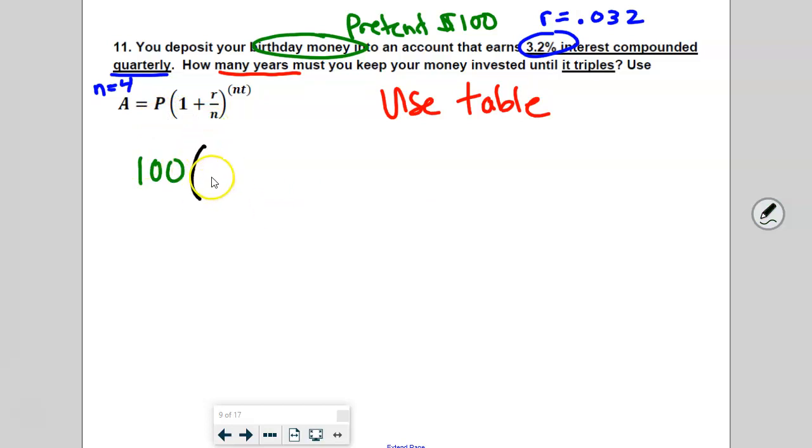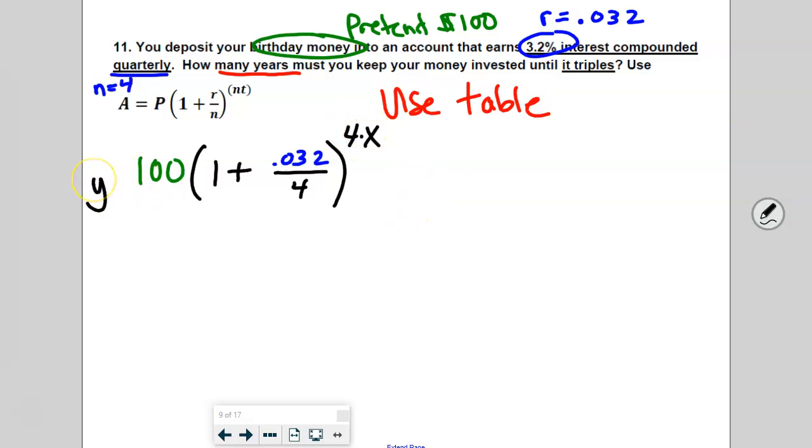I'm going to use 100. And then 1 plus our rate is 0.032. You have to divide that by the n, the number of times that you're going to collect interest, which is a 4. And then up in the exponent position, that 4 shows up again. And you're supposed to multiply it by how many years, but since we don't know how many years, I'm going to have to call it x.